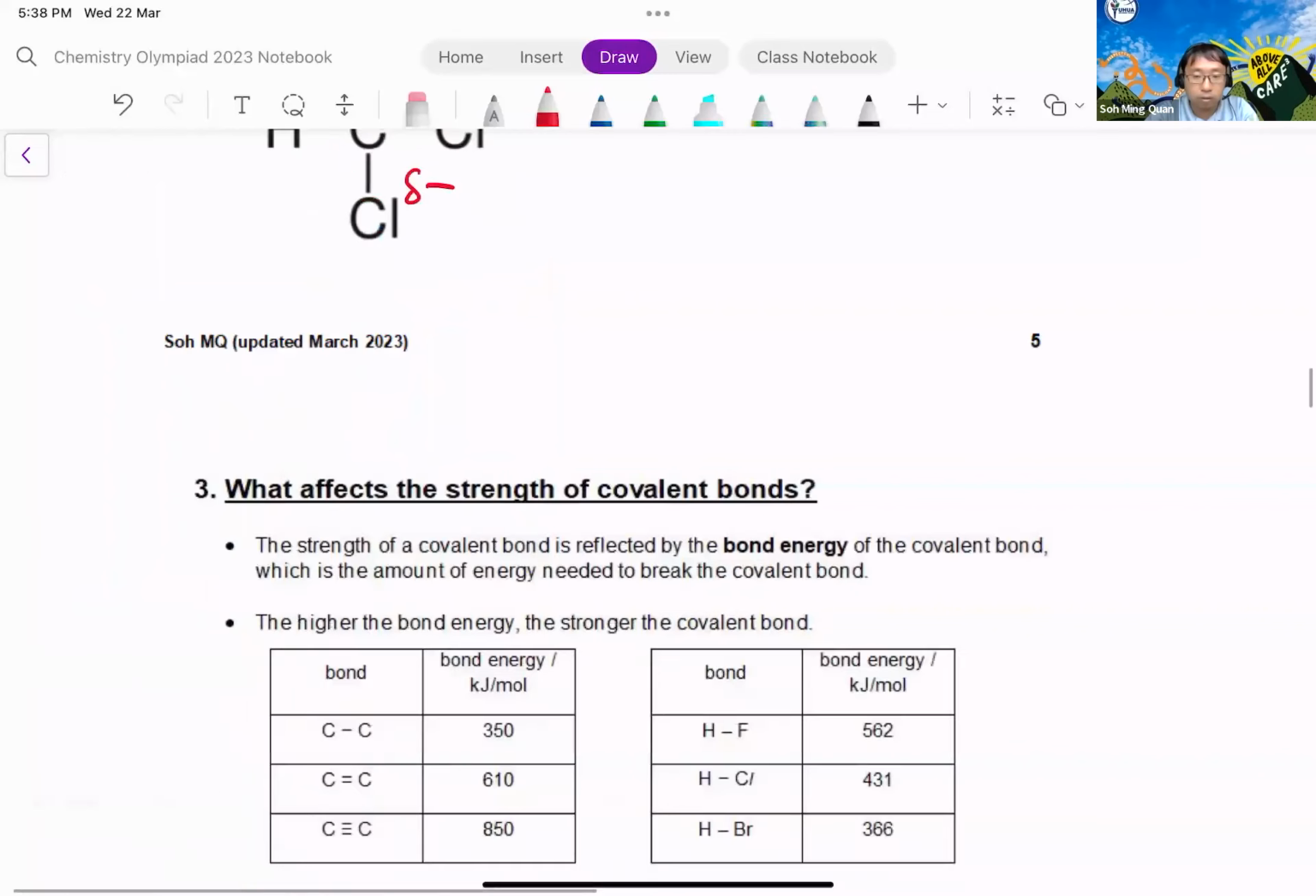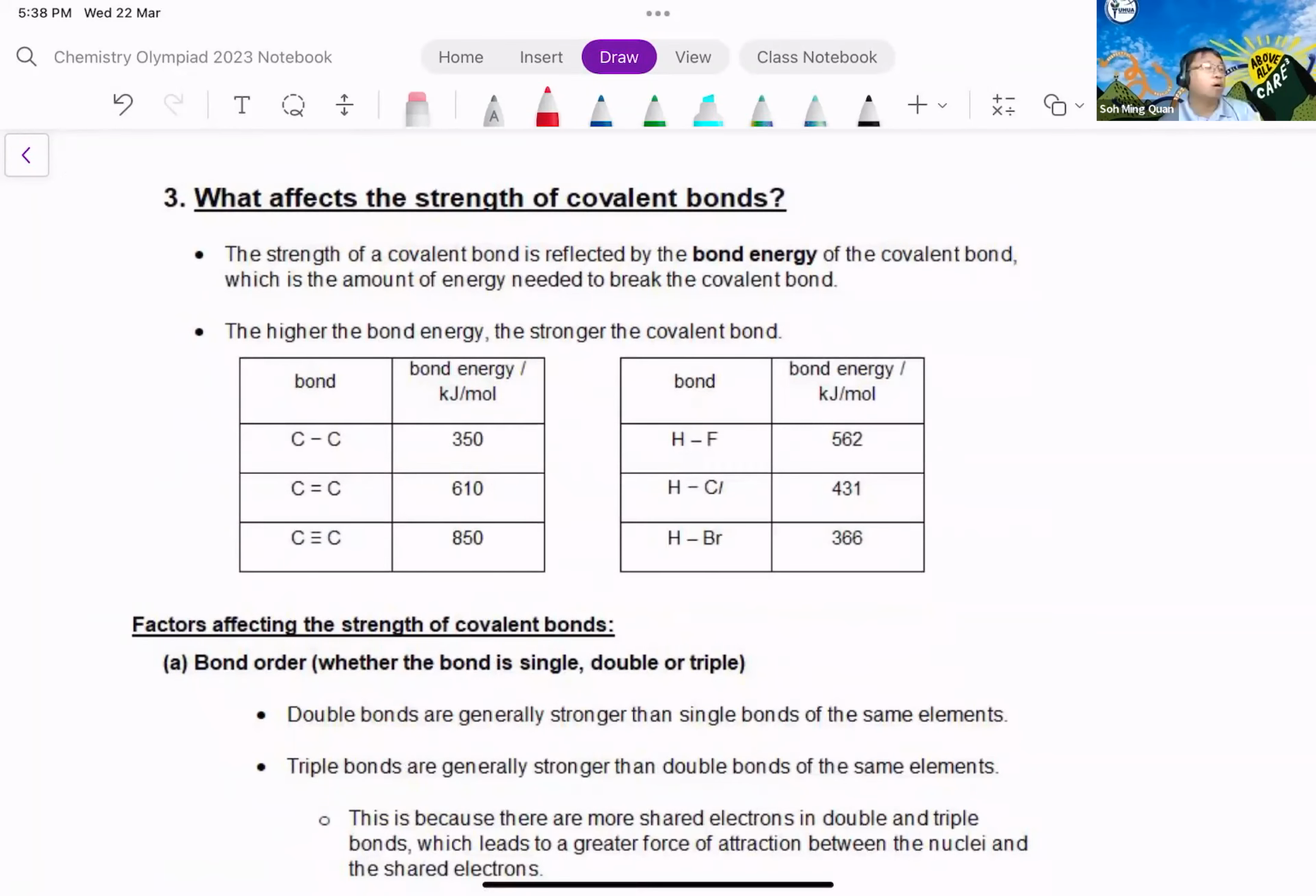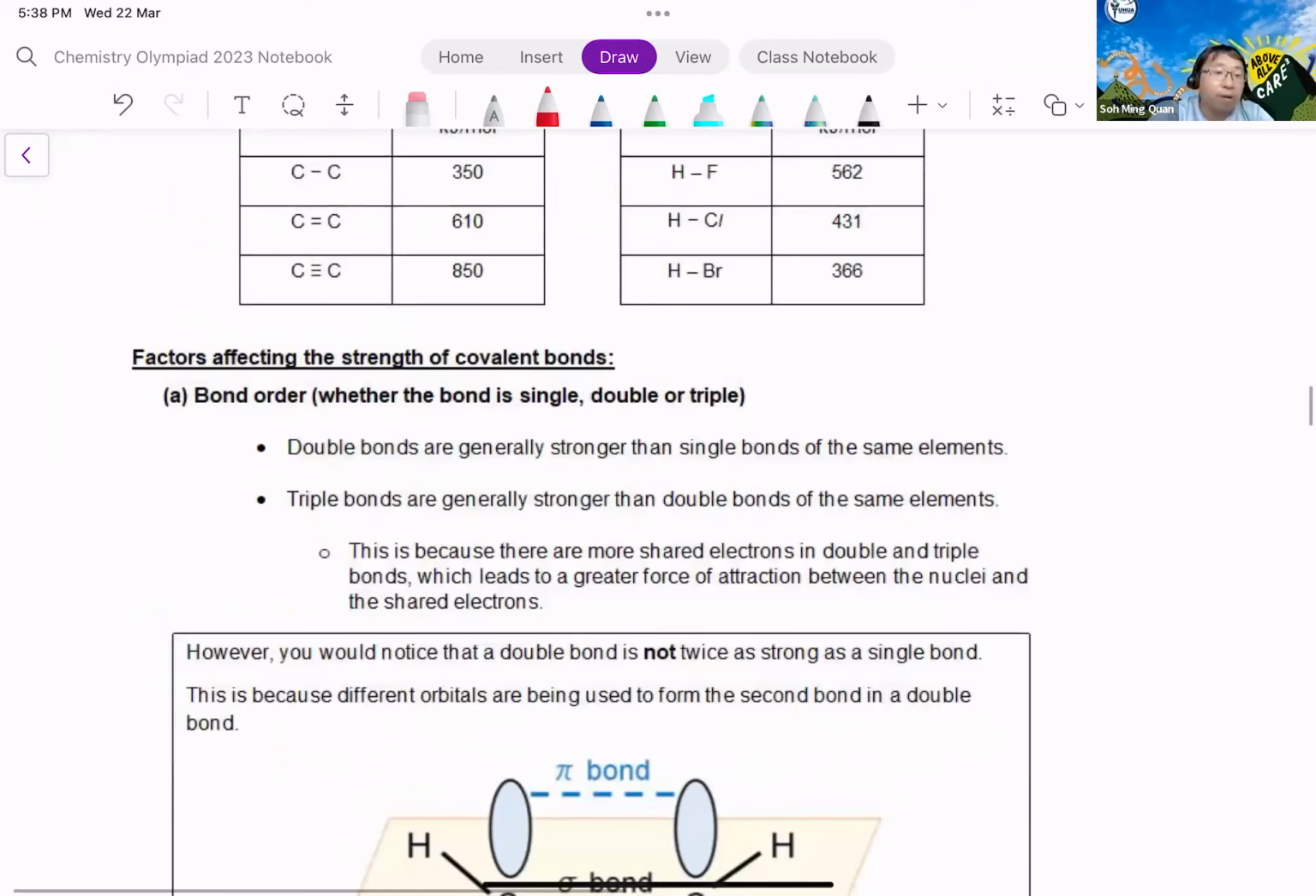Okay, moving on. What affects the strength of covalent bonds? Now, this one I will go through quite quickly. There are three main factors affecting the strength of covalent bonds. The first factor is bond order. What bond order means is whether the bond is a single, double, or triple bond. So you have seen some bonds are double bonds, some bonds are triple bonds. It depends on the molecule.